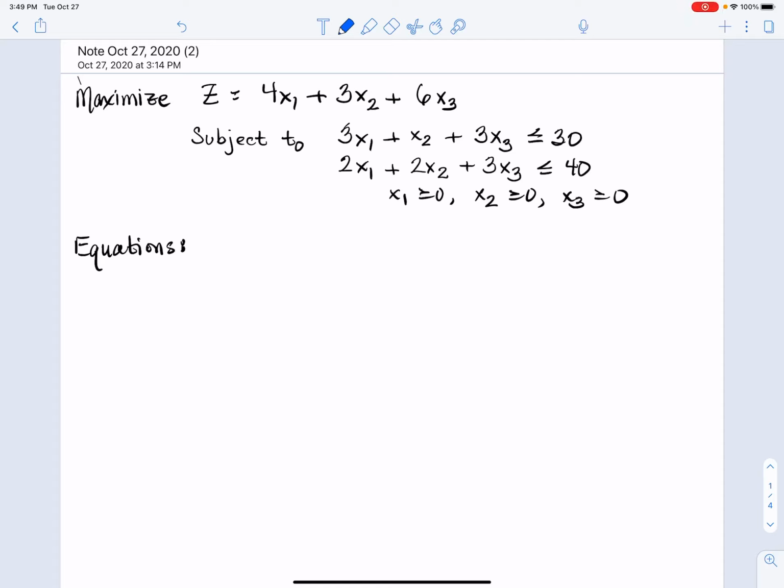Right, so what we have is a standard maximization problem, but this time it has 3 variables in it. So now we're getting into the problems where we couldn't use the graphical method before. So we have here maximize z equals 4x1 plus 3x2 plus 6x3, and we have 2 constraints, and as always, the non-negativity constraints.